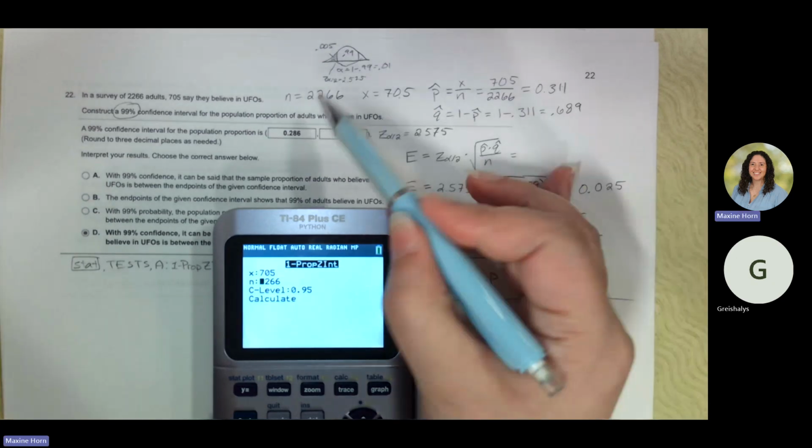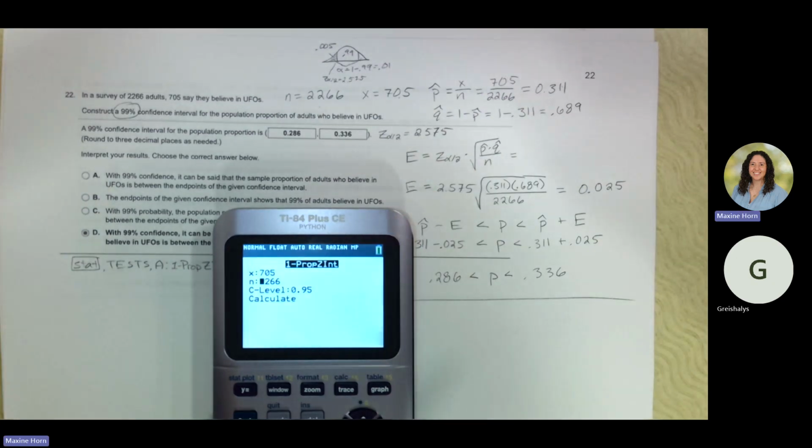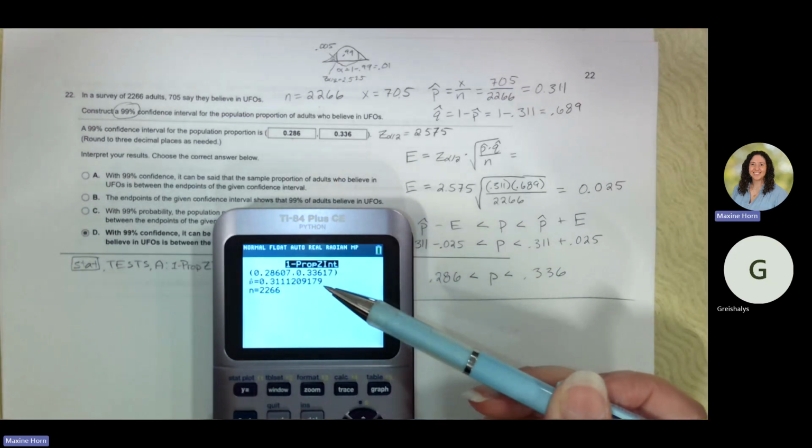Our N value is 2266. And we want a 99% confidence interval. Okay, so there we have it. So if we take those numbers, we round them to 3 decimal points, that's what we're getting. And then it tells you, hey, by the way, I calculated your p-hat for you.